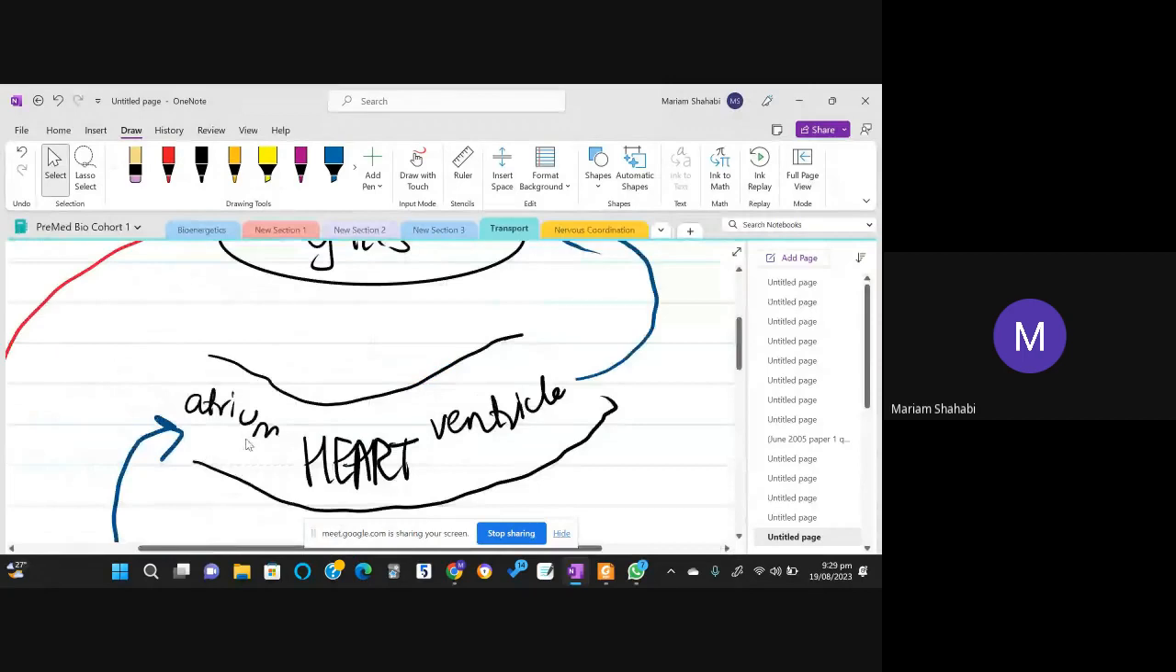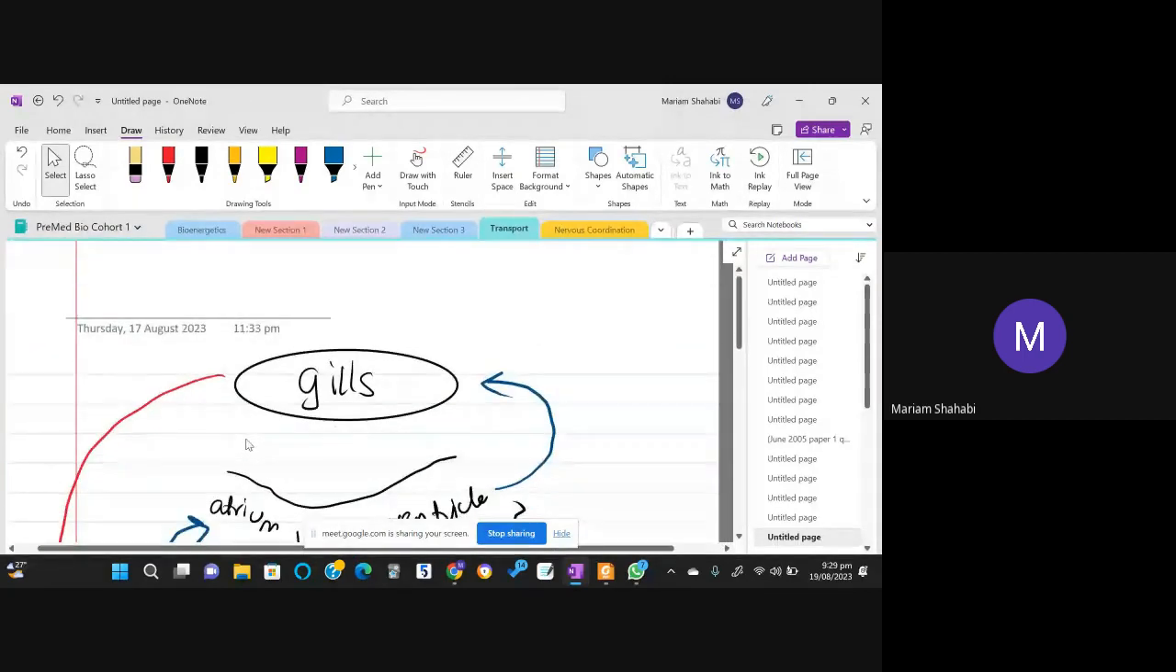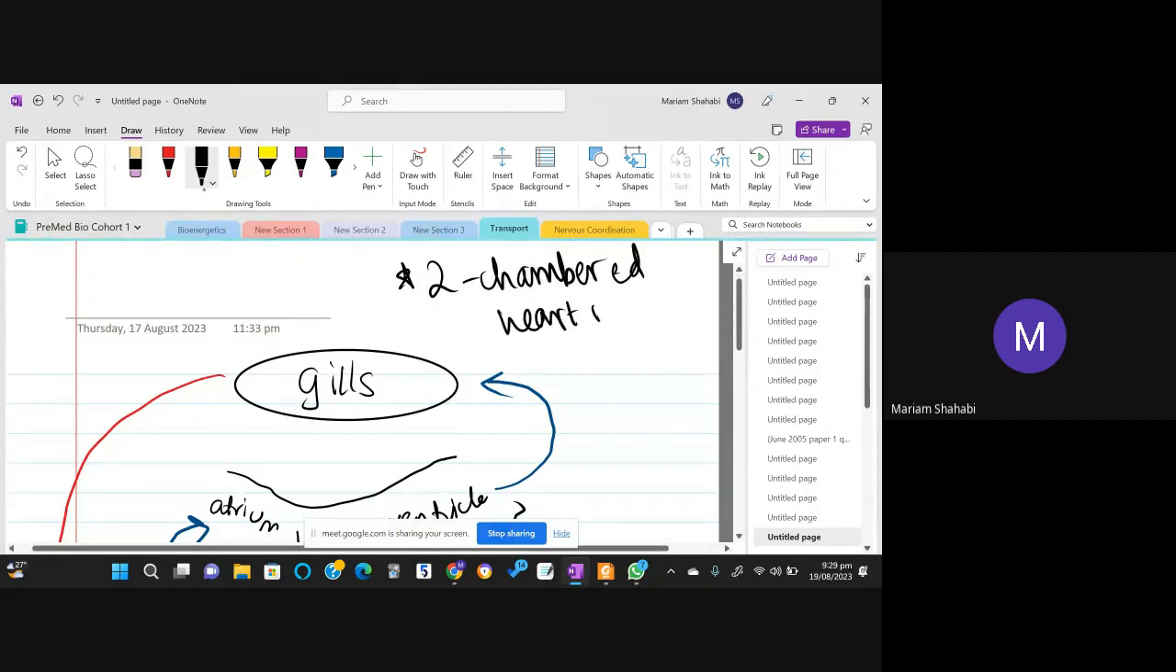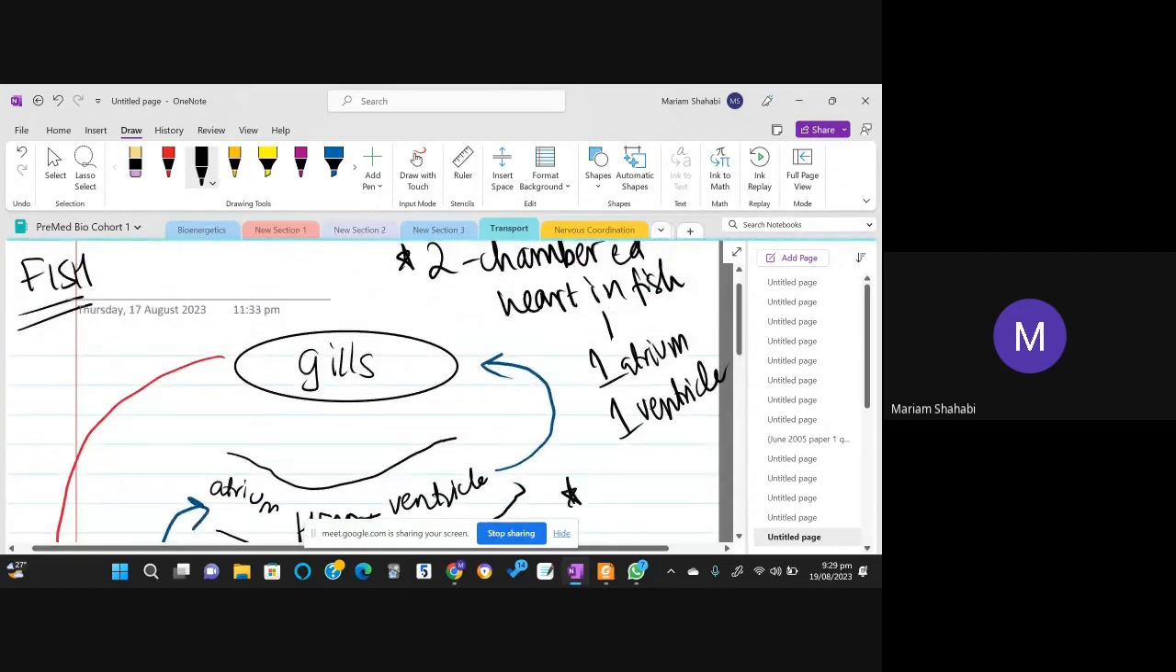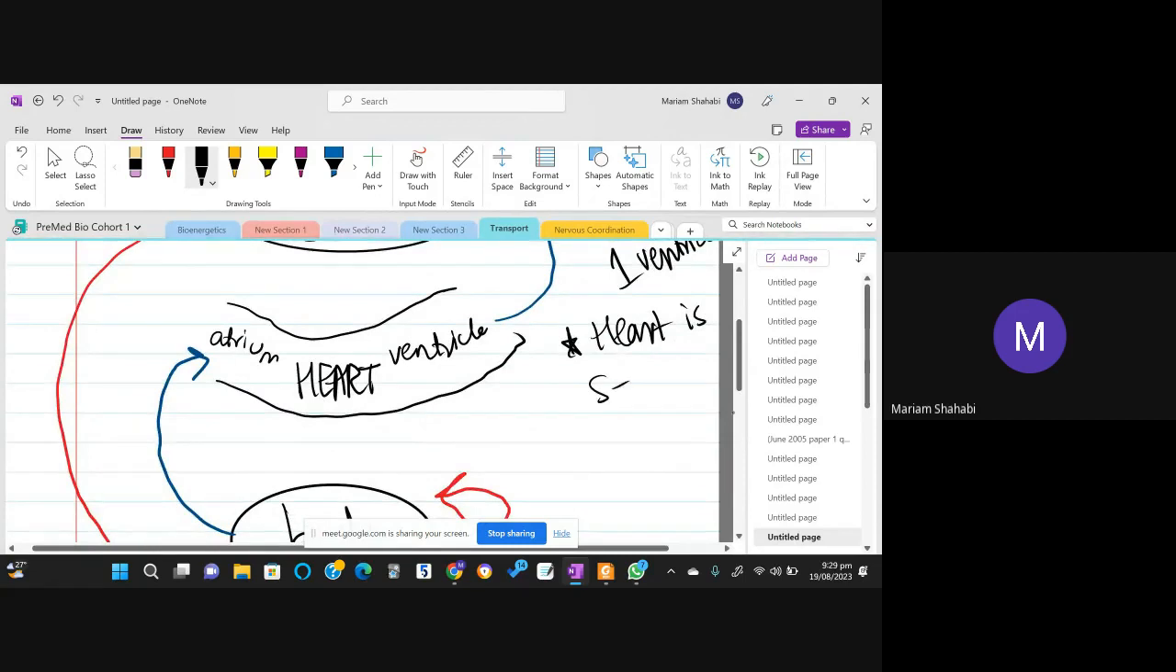In fish you have a very simple system. Obviously it is more complex than cockroaches, because chordata comes later, arthropods come earlier. So first know that it is a two-chambered heart. Two-chambered heart in fish. One atrium, one ventricle. Okay. And their heart is S-shaped. Remember this. S-shaped.